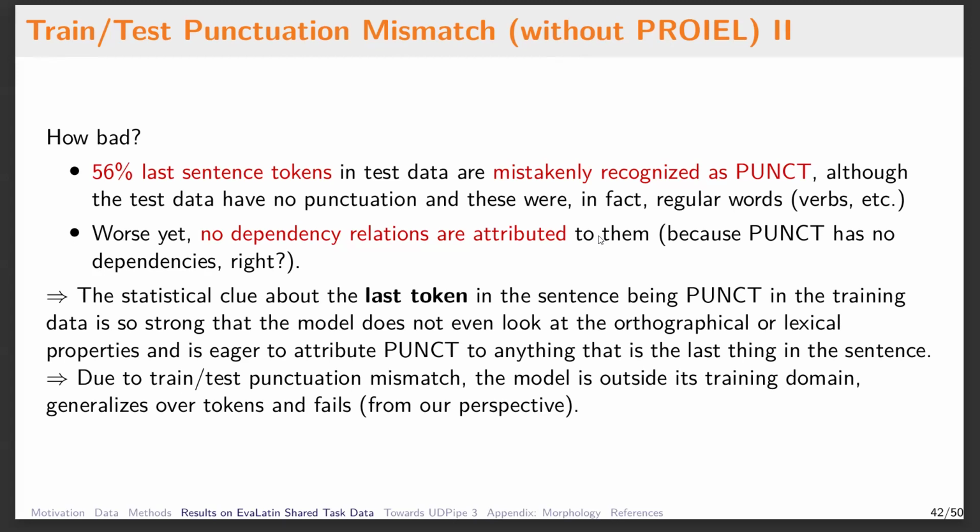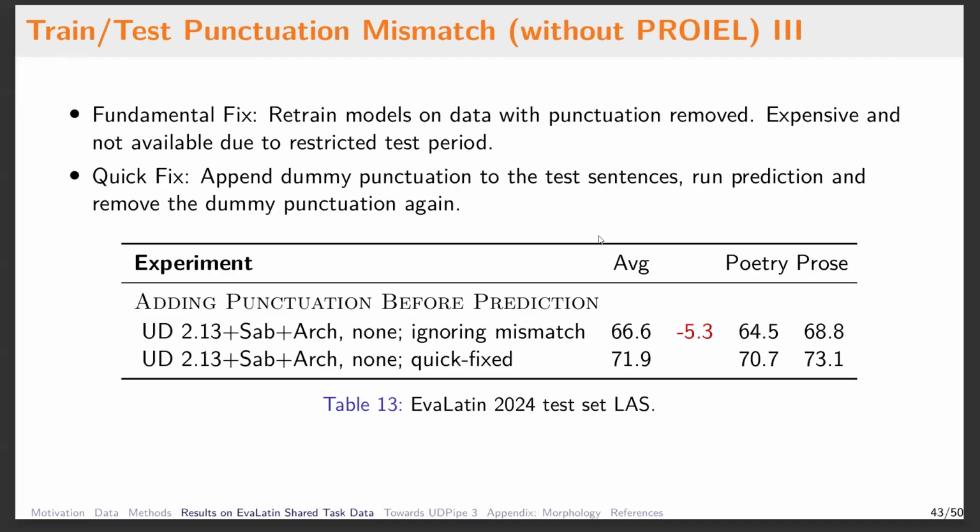So what can we do? This was already well into the test period, so we didn't have so much time when we learned this. So there would be a correct fix: retrain the models on training data with punctuation removed, but we don't have time for that. Training takes time. So what we can do, we can change the test data. We can append dummy punctuation at the end of the test sentences, have the model attribute punctuation to these dummy punctuation, remove the punctuation again, and then submit this.